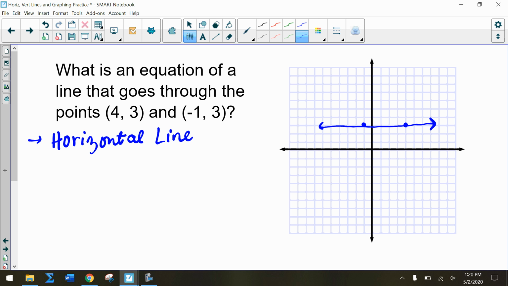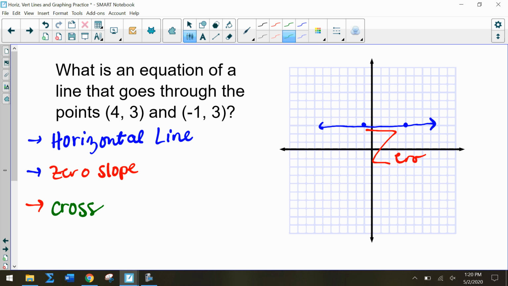It's a horizontal line. And then what's the slope of this horizontal line? So if you remember our trick, we can say it's 0 slope. Okay, so we have 0 slope. And now the equation of the line. And let me ask you this, what axis does this cross? It crosses the y-axis. And it crosses the y-axis at 3.